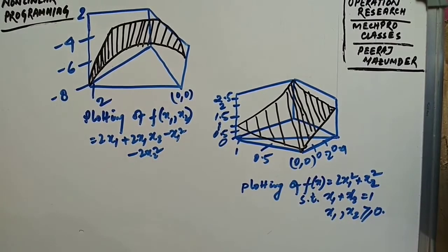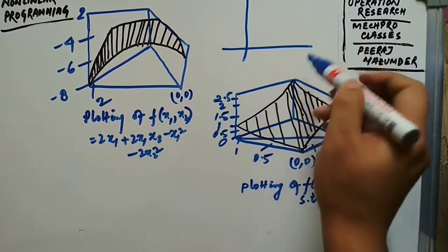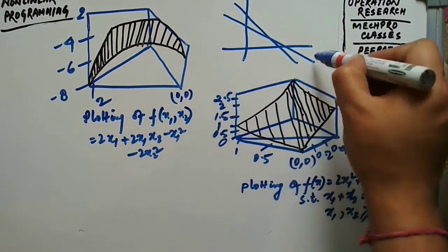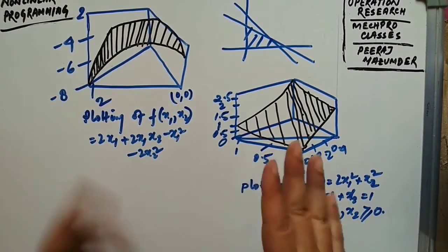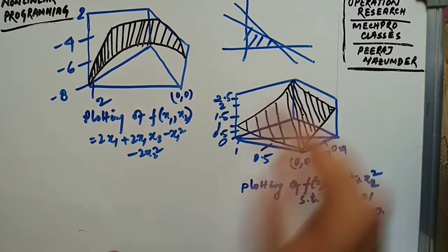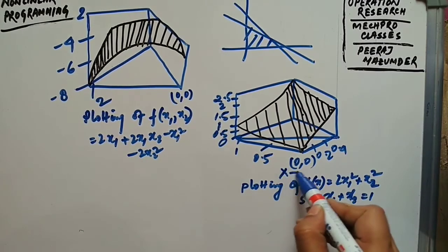In linear programming, you have already seen the type of graphs in the graphical solution. That was in a simple way, like this one and this one, and this will be the feasible region. But in this type, where we have the square terms and cross terms, in this type of non-linear programming we have this kind of feasible region. Okay. So you can say this is the xy plane also.